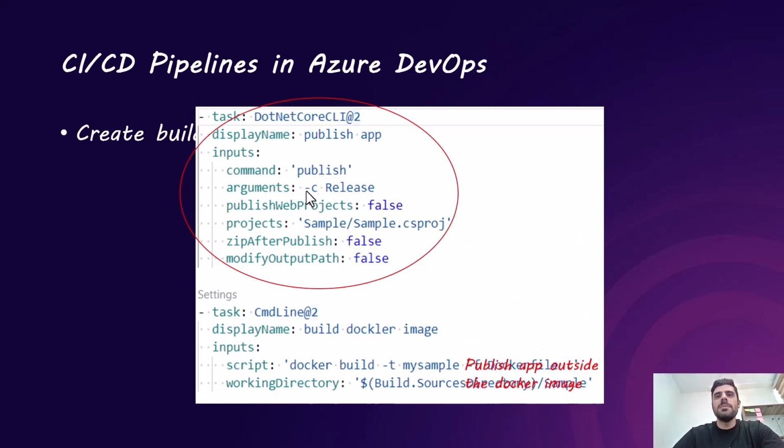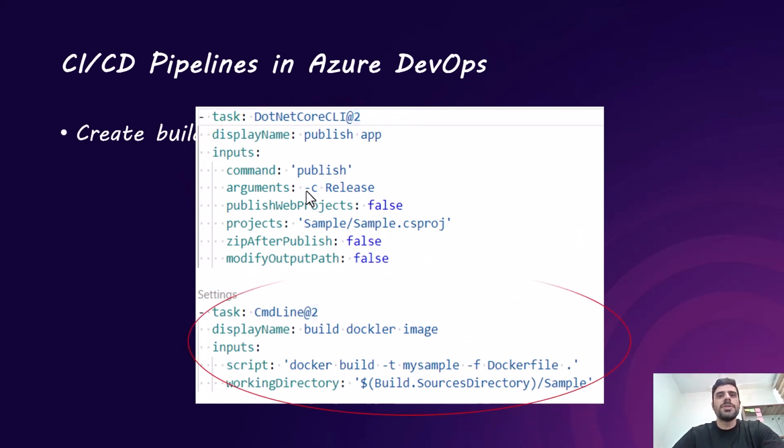And the second part of the continuous integration pipeline is to build the Docker file. As you see, I'm going to use a command line tool here and execute the Docker build command inside my build pipeline. The Docker build command is the same as the command which we talked about in the previous slides. After running this pipeline, my image will be created and automatically shown in my Docker desktop too.